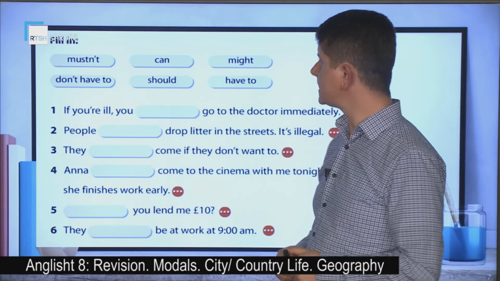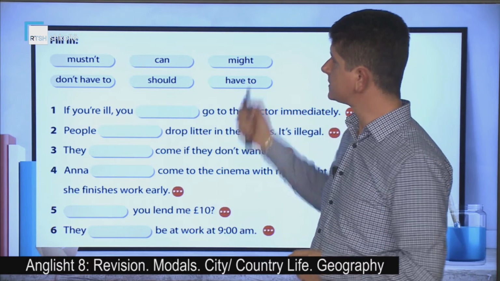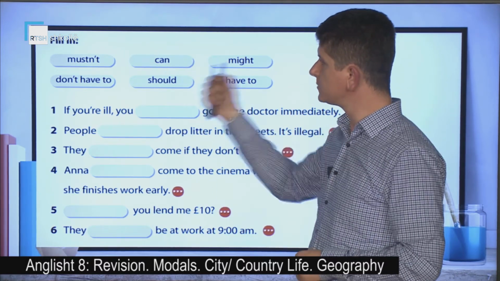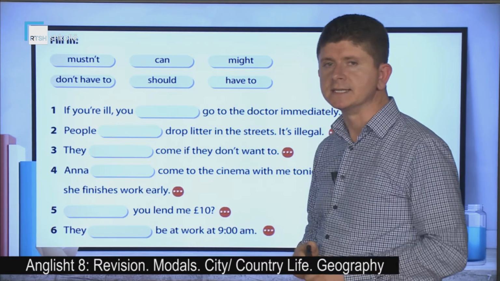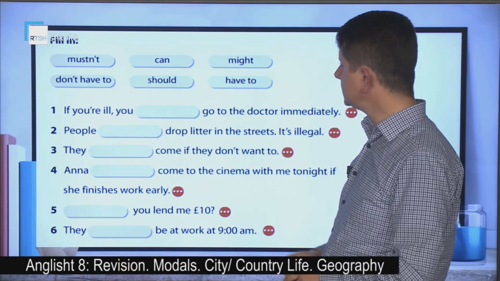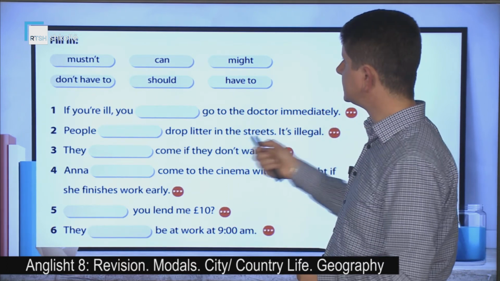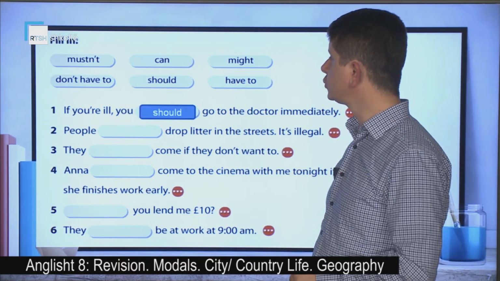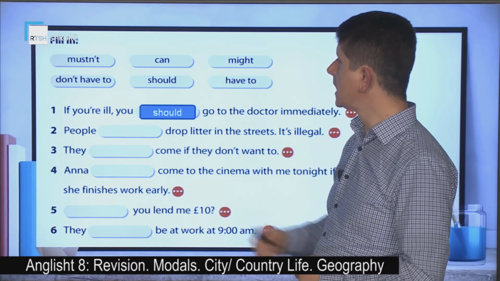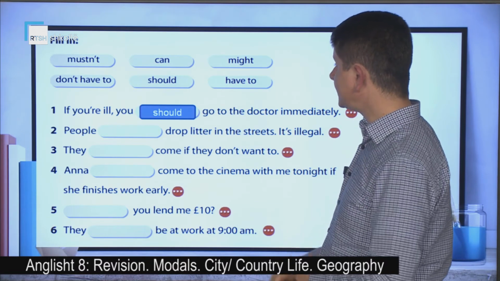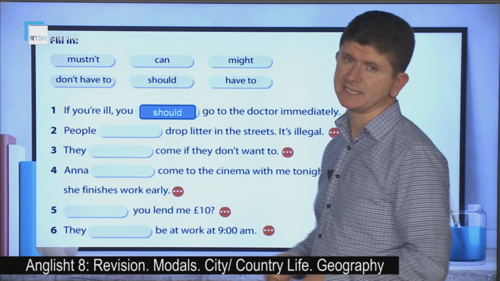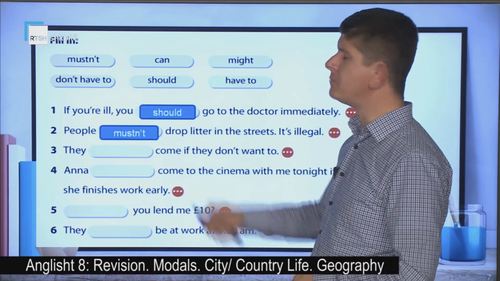Okay, next exercise. Again, we have some modals: mustn't, can, might, don't have to, should, have to. We are going to use these modals to complete the sentences. Let's try with the first sentence. If you are ill, you go to the doctor immediately. You should go to the doctor. It's a strong advice. Secondly, people drop litter in the streets. Drop litter, het letra. It's illegal. It's against the law. So people mustn't do that.